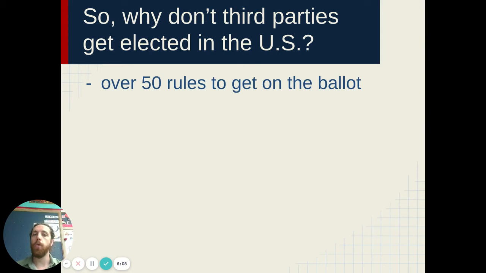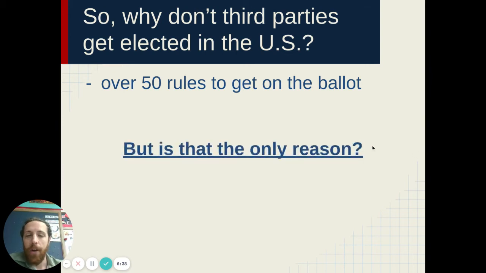They say it's because there are over 50 rules to get on the ballot. And in your mind, you should be thinking 50 sets of rules. The number 50, how does the number 50 apply to our country? Oh, that's right, we have 50 states. As we'll talk about down the road, states make our rules around elections, hence why there are 50 sets of rules. But we also have to ask ourselves, is that really the only reason why third parties can't get elected?